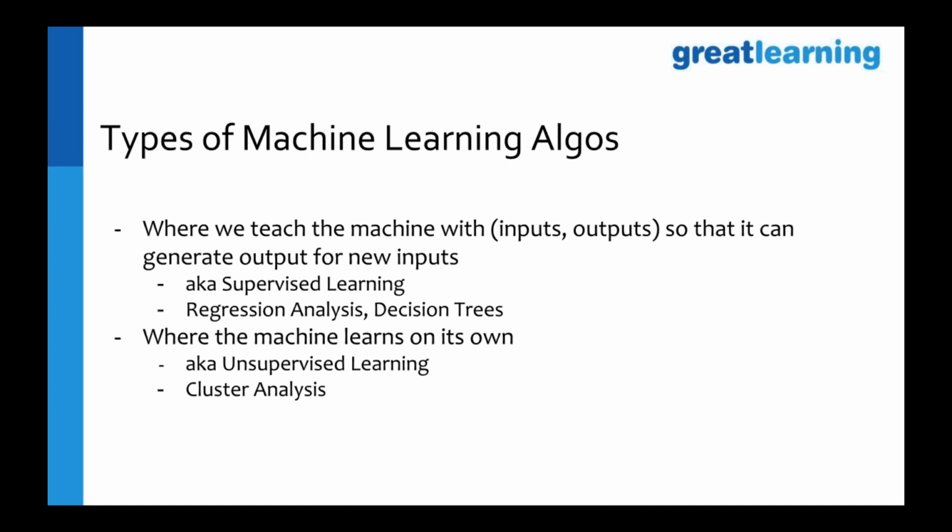Right? So now let's take a minute to understand types of machine learning algorithms. We saw 3 machine learning algorithms so far: regression analysis, decision trees, and cluster analysis. But there is a higher level classification of machine learning algorithms. So there are 2 ways in which a machine can learn.